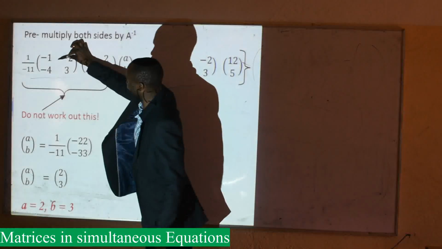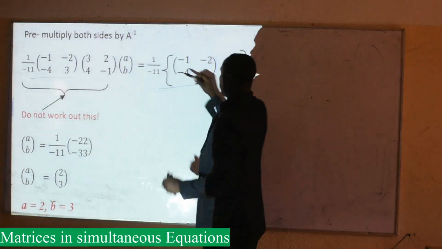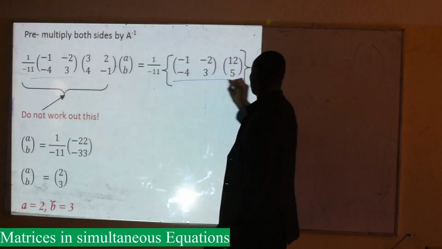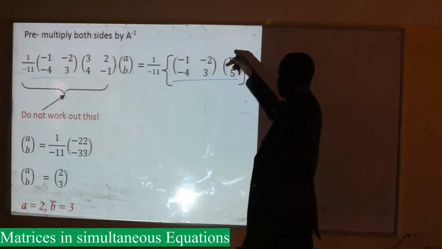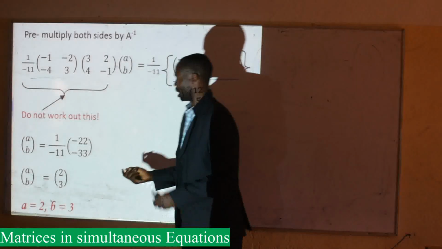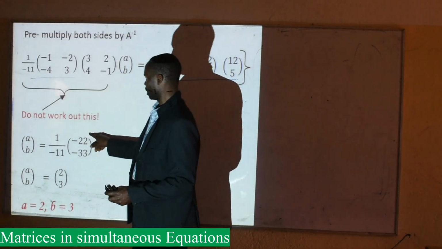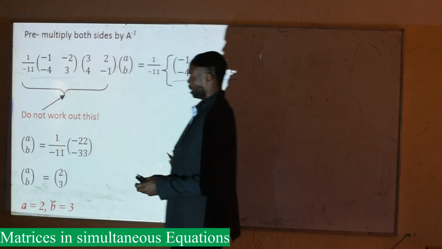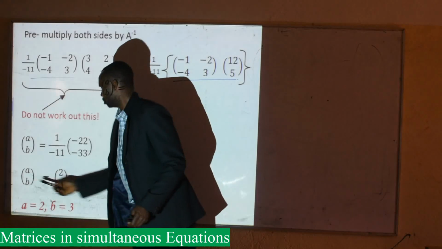Do not work out this one because you waste time. Move and work out here, and when you are working out here, please work this fast. This is why I have bracketed like that. Work out this one, close like this, multiply like this, and the answer is -22 and -33. When you work out this one and this one, it is 2, and this one down here it is 3. So the answer is a equals 2, and b is 3.